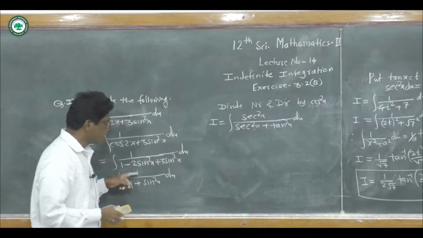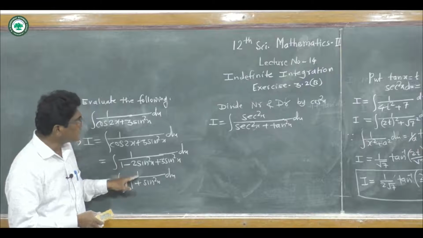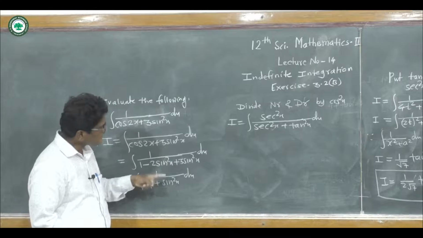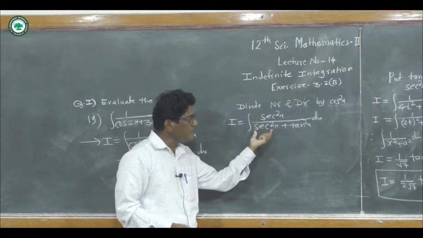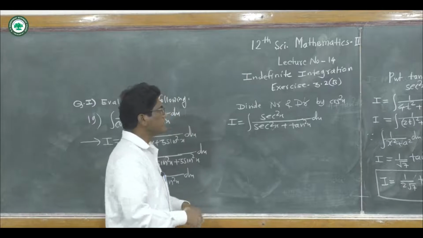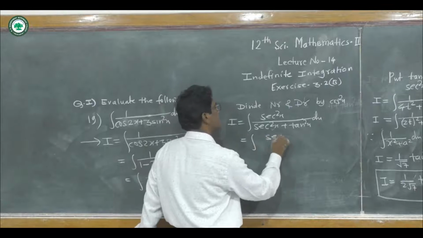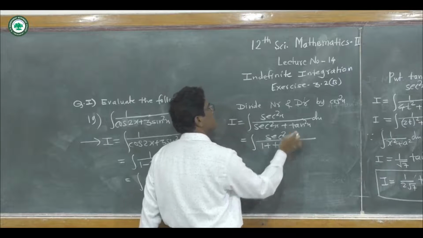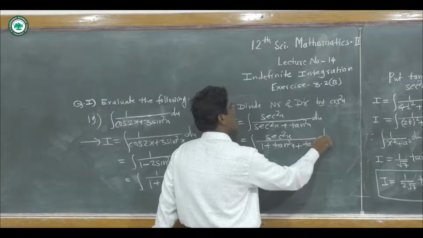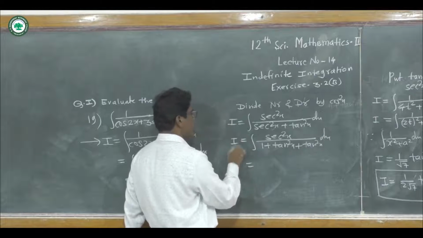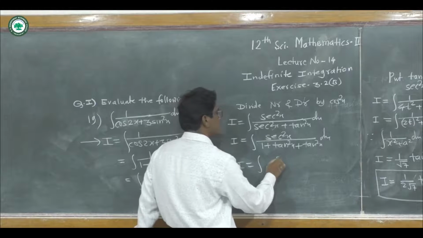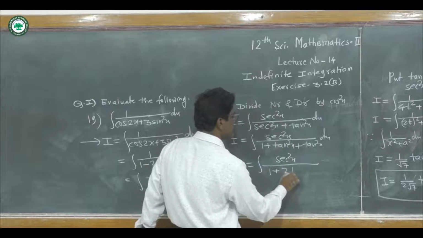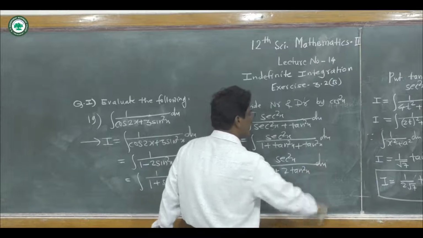We divide every term in the numerator and denominator by cos square x. 1 upon cos square x is sec square x, here also sec square x, plus sin square x upon cos square x, that is tan square x. And now in the denominator we replace sec square x as 1 plus tan square x. So this is equal to integration of sec square x divided by 1 plus tan square x plus tan square x, that is 2 times tan square x, dx.